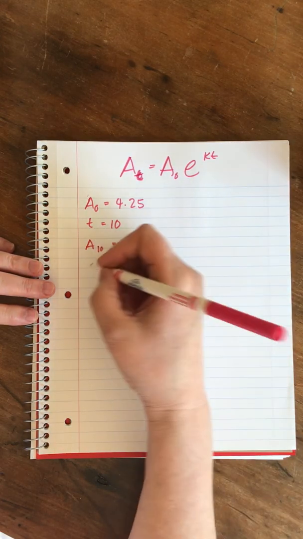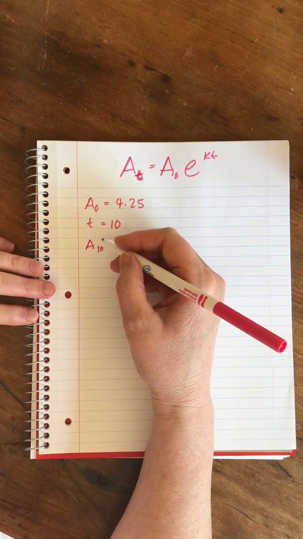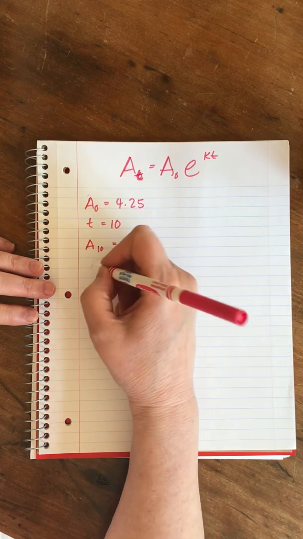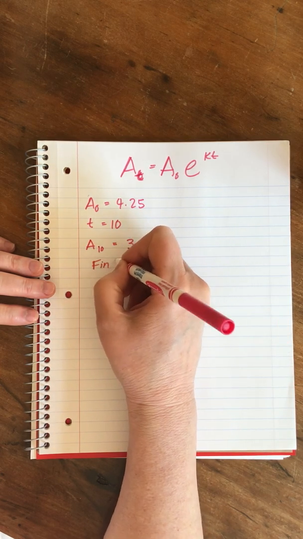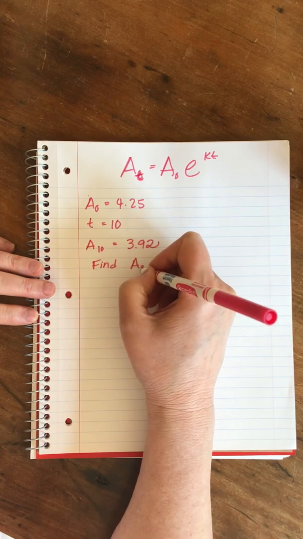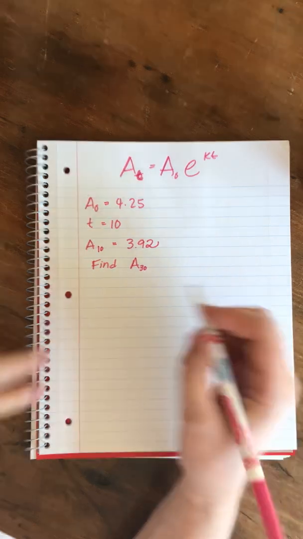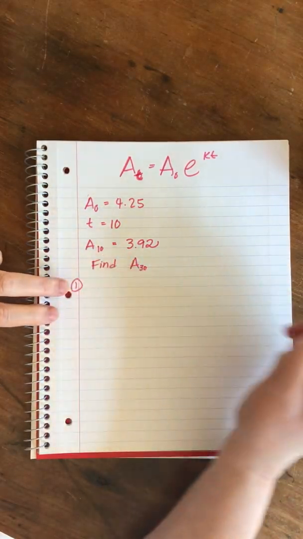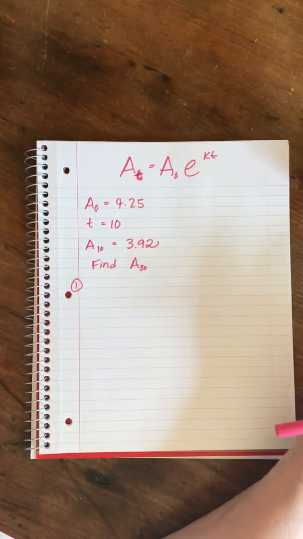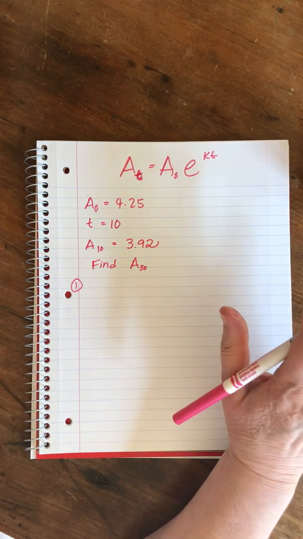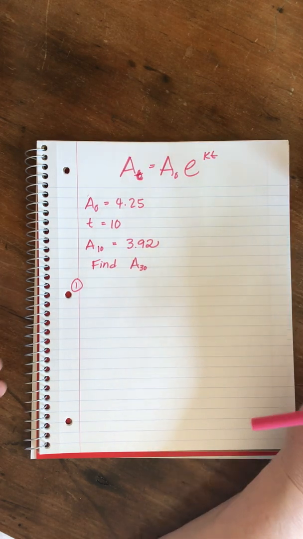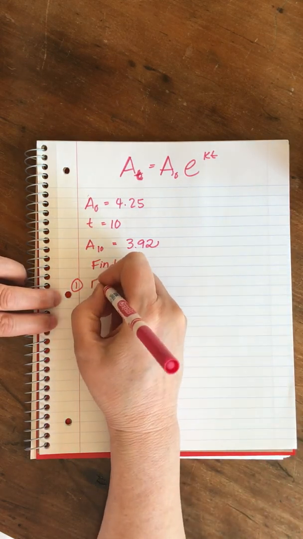10 years later, oh no, that's what I just said. How much would remain after 30 years? So we're supposed to find the A of 30, all right? That's the time. Okay, 2 steps, just like before. The fact that this is decay doesn't change the way that we attack the problem. It just changes the kind of answer we'll have. Okay, so the first step is to find k.